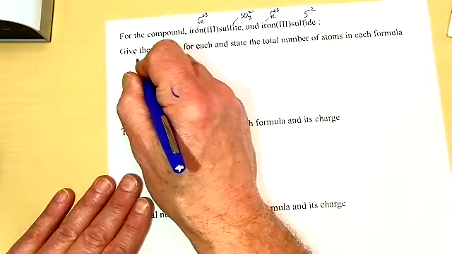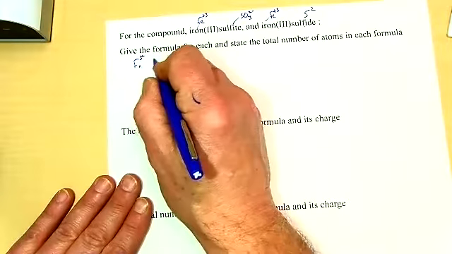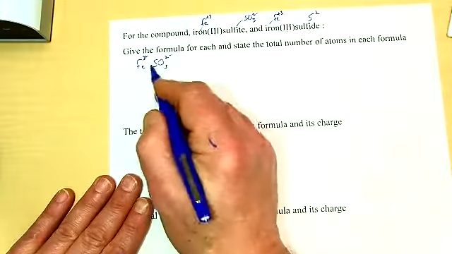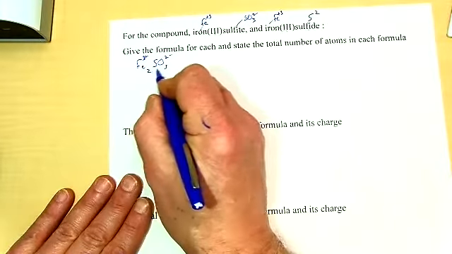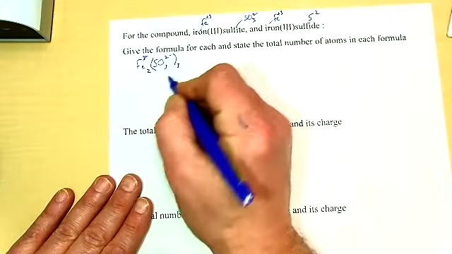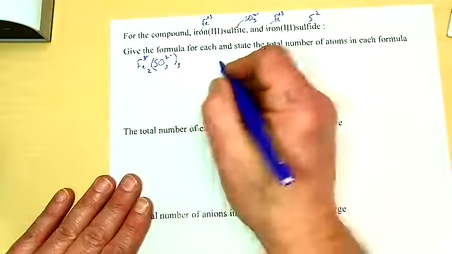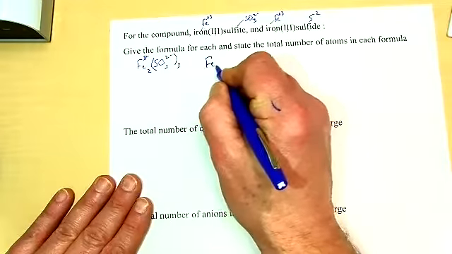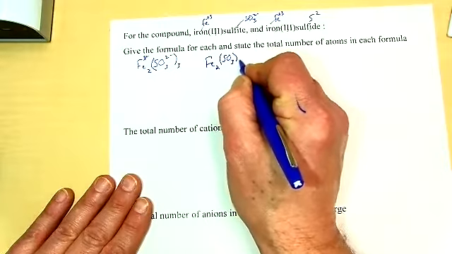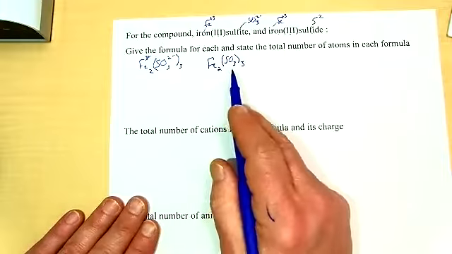So let's go ahead and write it like that. Our crisscross means that this is going to be a 2 here, and a 3 here. Now, we can't actually have a formula that has charges in it, so we're going to write this as Fe2(SO3)3, with no charges because it's neutral.